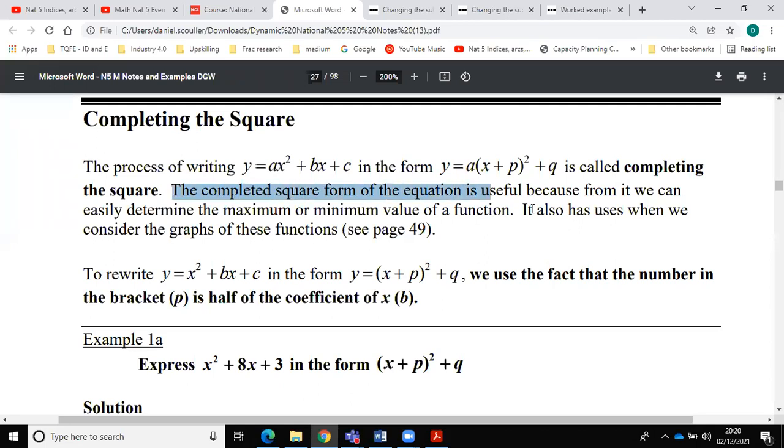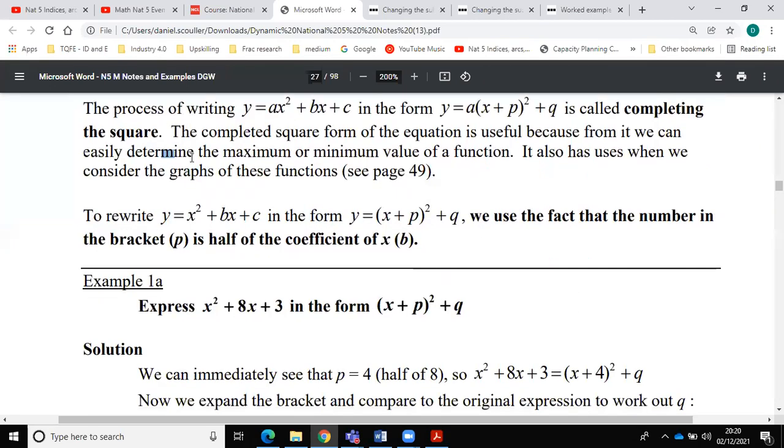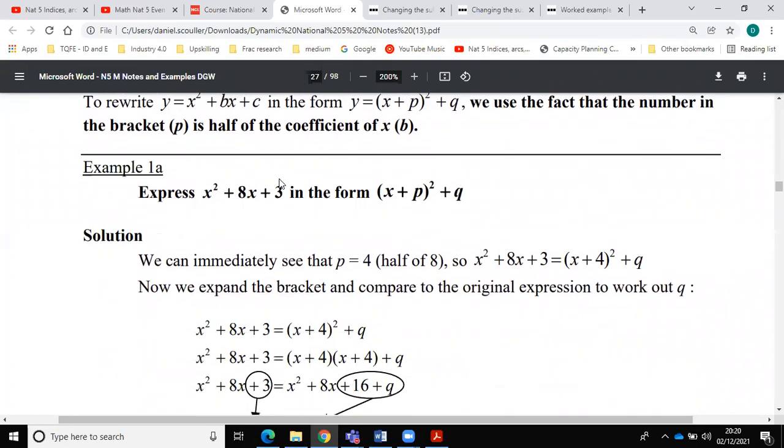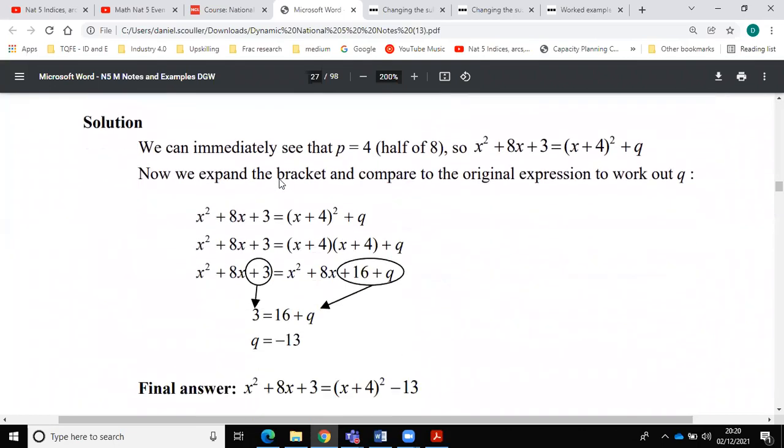The completed square is a form of equation, and so on. That's just saying what I said at the start. So you can easily determine max, min and so on from the graphs. We use the fact the number in the bracket is half the coefficient of b. So write this on the exam paper.